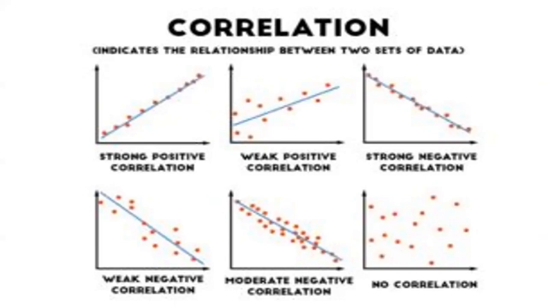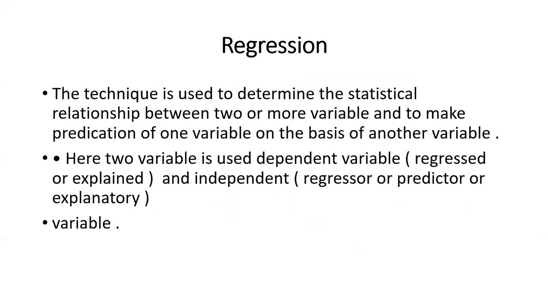When the points are lying nearby to that line, it will be moderate negative correlation, and when there is no relation between the points, there will be no correlation. These are the different degrees of the correlation. Now we have ended with the correlation. Now we will start the regression.